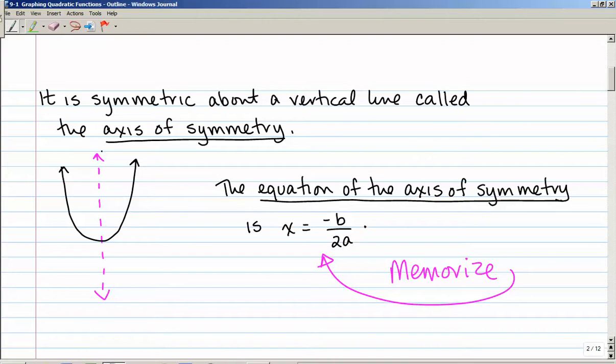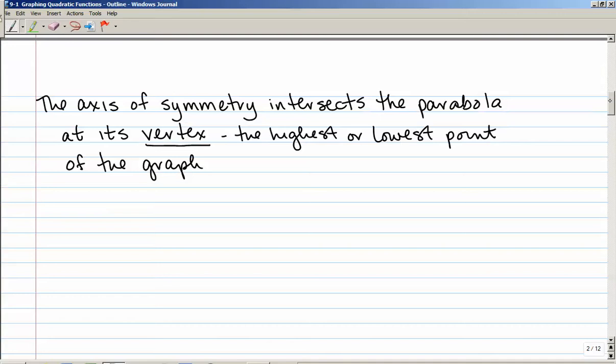So this is a line, so it has an equation. The equation of this line, so the equation of the axis of symmetry, is x equals negative b over 2a. And you'll need to memorize that because I'm going to ask you to find the equation of the axis of symmetry. The axis of symmetry intersects the parabola at its vertex, and the vertex is either the highest or the lowest point of the graph.